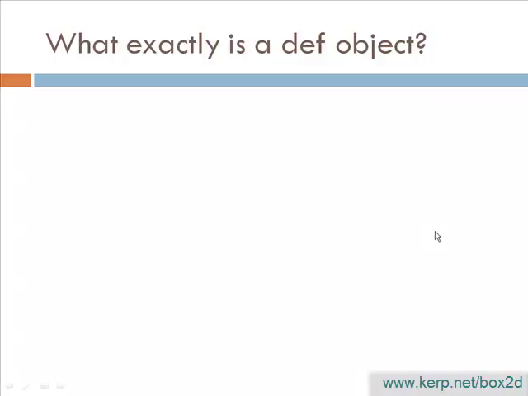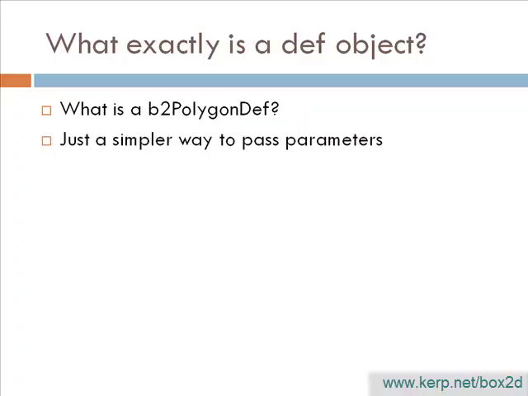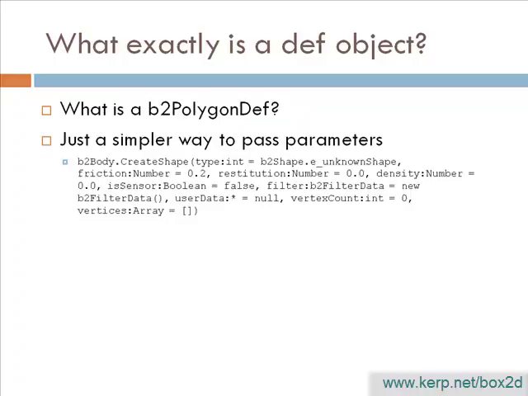So probably the best way to answer the question of, for example, what is a B2 polygon def is really just think of it as a simpler way to pass parameters. And that's really it. So if we didn't have these B2 polygon def objects, our function for creating a shape might look a little something like this. We'd have a whole bunch of parameters that we want to pass in with a whole bunch of default values.